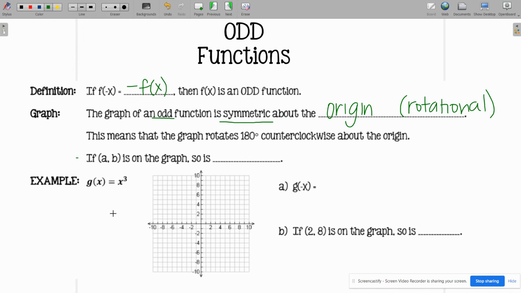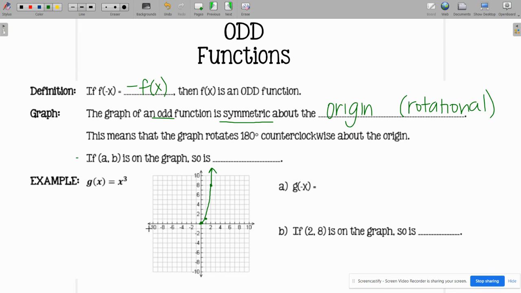g of x equals x cubed. This is going to be an odd function. If we're not sure what it looks like, just plug in some values. If I plug in 0, 0 cubed is 0. 1 cubed, well, 1 times 1 times 1 is 1. 2 cubed, 2 times 2 is 4, times 2 is 8. So 2 cubed is 8. So this side of the function is going to look kind of like half of a parabola. It's not parabolic technically, but it looks like it.